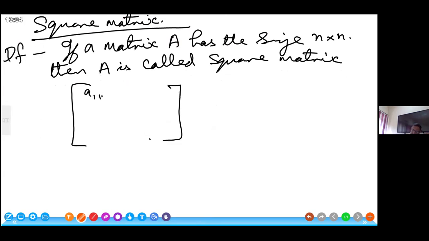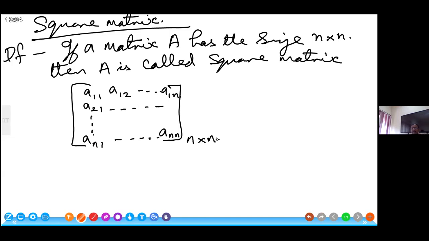So suppose, let's say, A11, A12, up to A1n. Similarly, A21, and so on. Here An1, and so on, Ann. So this is a matrix of size n into n. This is the size of an n into n matrix. Okay. So this is called a square matrix.